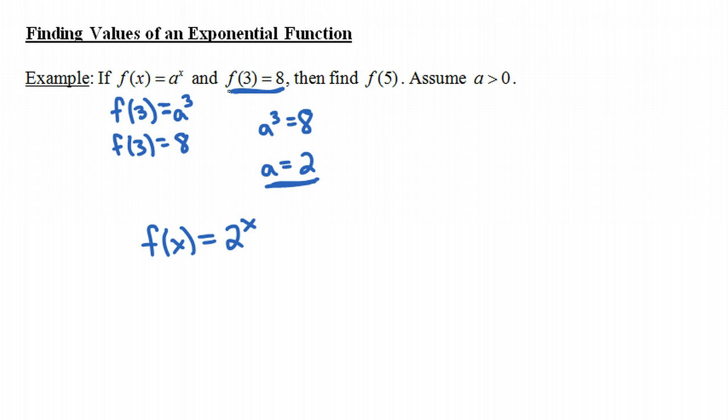Okay, so we use this piece of information to find out what a is, and now we're going to find f of 5 by plugging it in. We have 2 to the 5th power. F of 5 is 2 to the 5th, and 2 to the 5th is 2 times 2 times 2 times 2 times 2. Turns out that's 32. Okay, so if f of x is a to the x, we are given the piece of information that f of 3 is 8. That allowed us to find that a was 2, and so therefore we could find f of 5. F of 5 is 2 to the 5th.